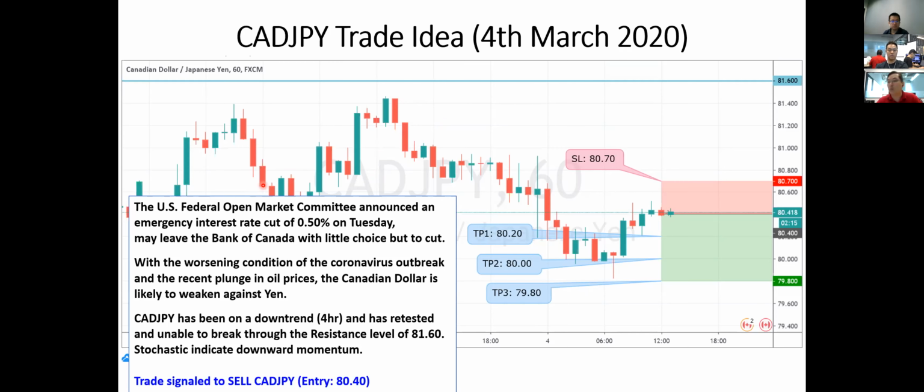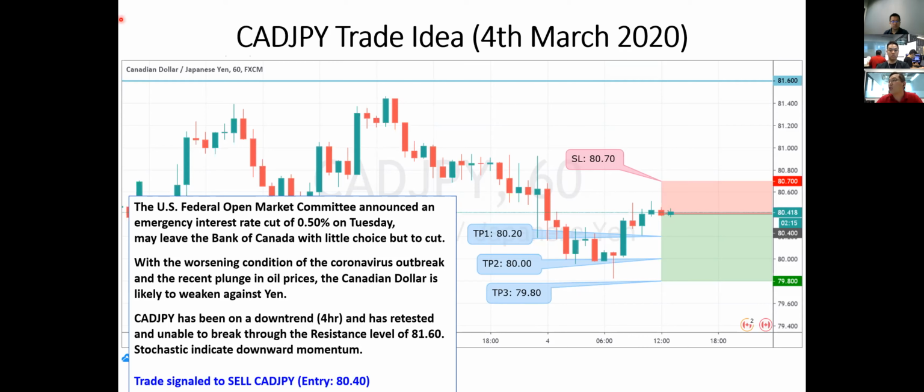And then with the Bank of Canada coming on Wednesday, they probably had no choice but to cut interest rates as well. Adding on the sentiment in the market, with the worsening coronavirus outbreak and the recent plunge in oil prices, it would most likely affect the Canadian dollar and more likely weaken it against the yen, which is a safe haven.